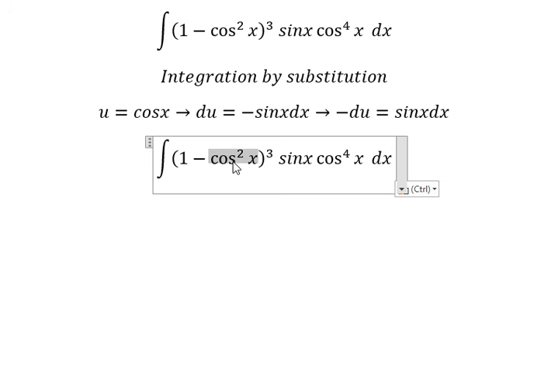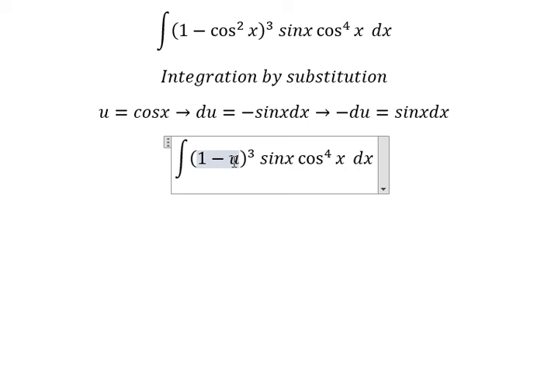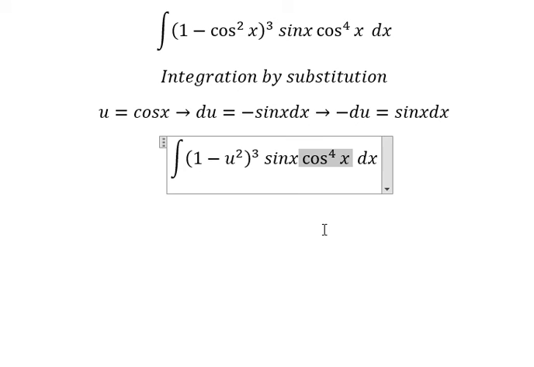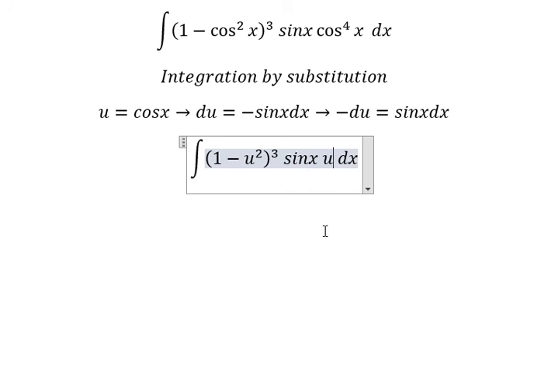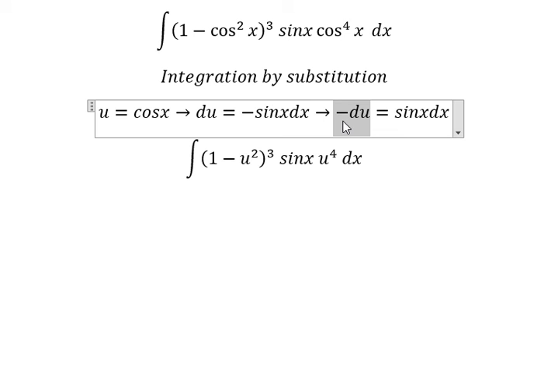So this one we change by u, and we have u squared. This one we change by u, and we have u to the power of 4. Sin x dx we change by negative du.